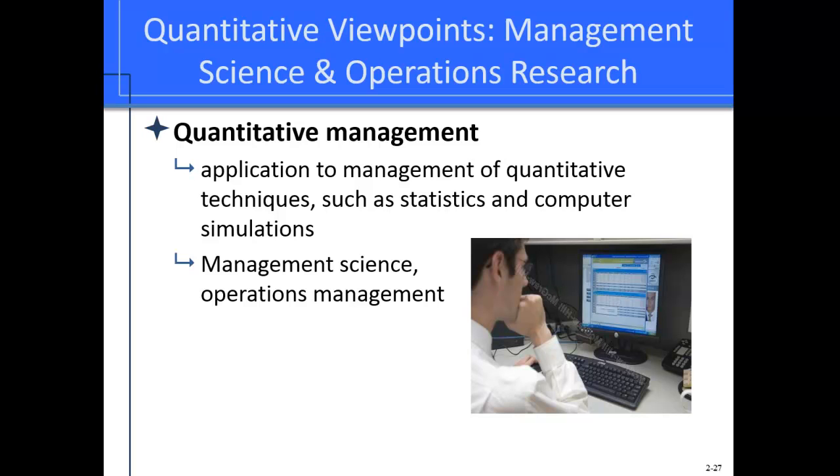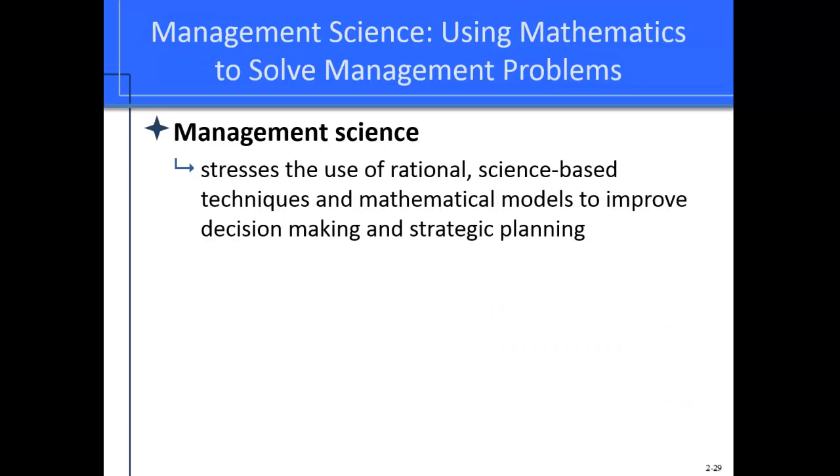Operations research, or OR techniques, have evolved into quantitative management, which once again is the application to management of quantitative techniques such as statistics and computer simulations. We have two branches of quantitative management, and those are management science and operations management. Management science focuses on using mathematics to aid in problem solving, decision making, and strategic planning. Sometimes we just call management science operations research.